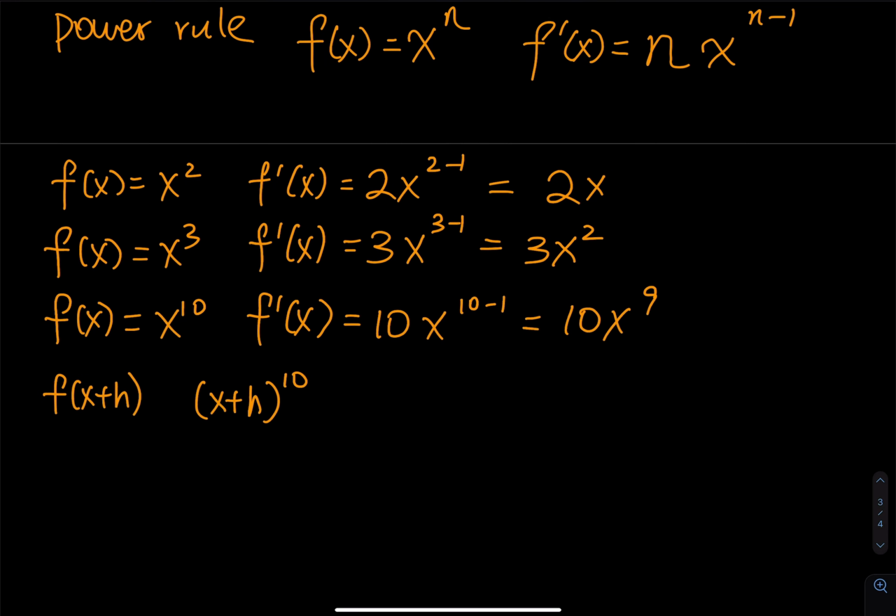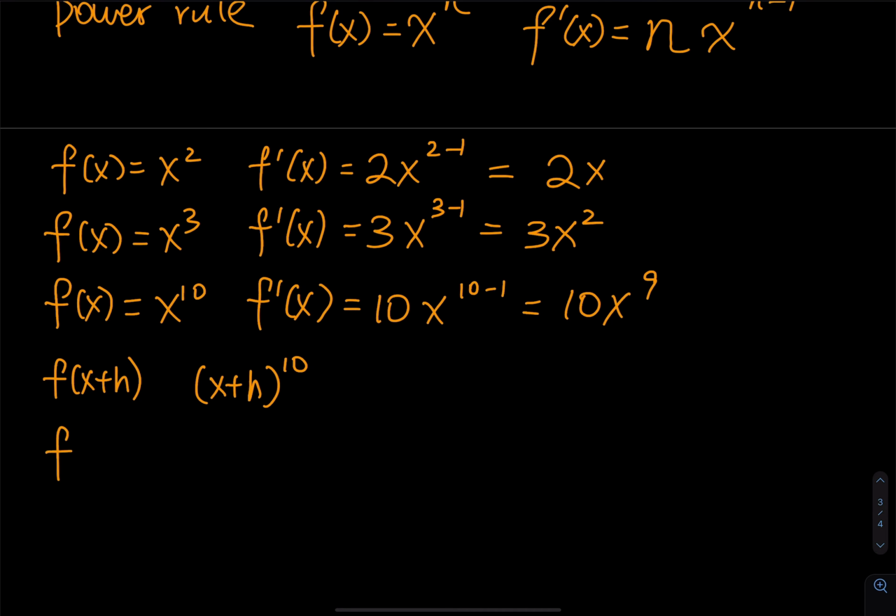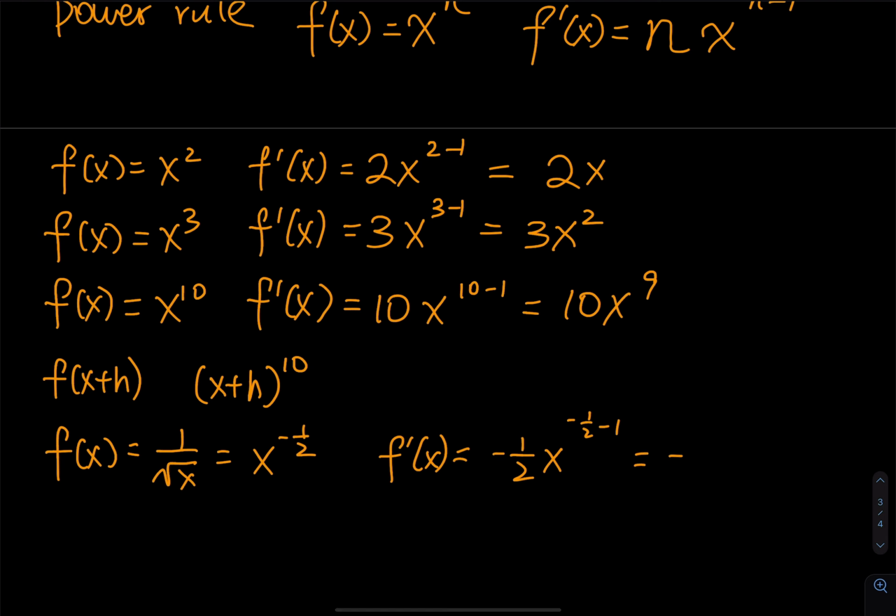That works fine for this problem too. We have f of x equals 1 over square root of x. That is x raised to negative 1/2. For f prime of that, you bring the negative 1/2 down to the front, and then x raised to negative 1/2 minus 1. So you have negative 1/2 x to the negative 3 over 2.